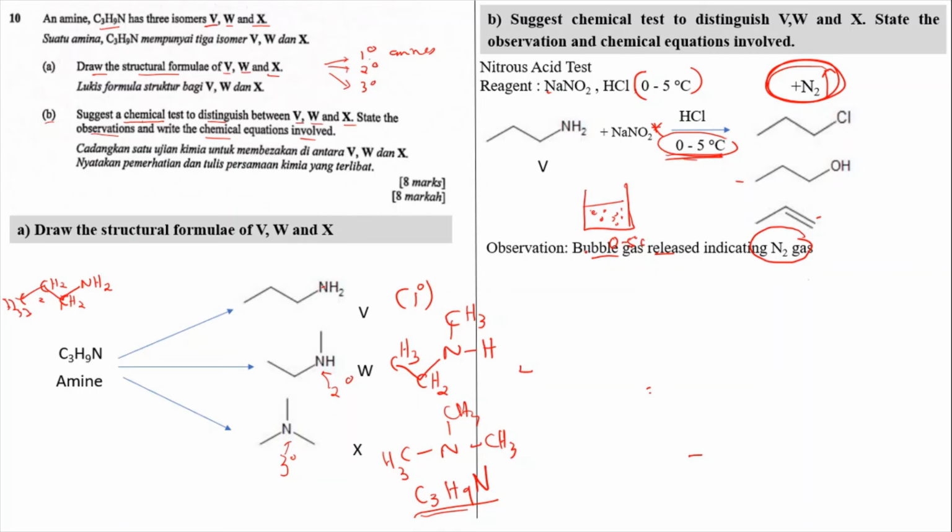So you need to mention gas bubbles because gas bubbles are what we see during the experiment. Do not just write nitrogen gas released. If you write nitrogen gas released, your answer is wrong, because you cannot see the nitrogen gas. What you can see is the gas bubbles coming out from the beaker, for example, and then it indicates nitrogen gas. So please be very careful with the wording.